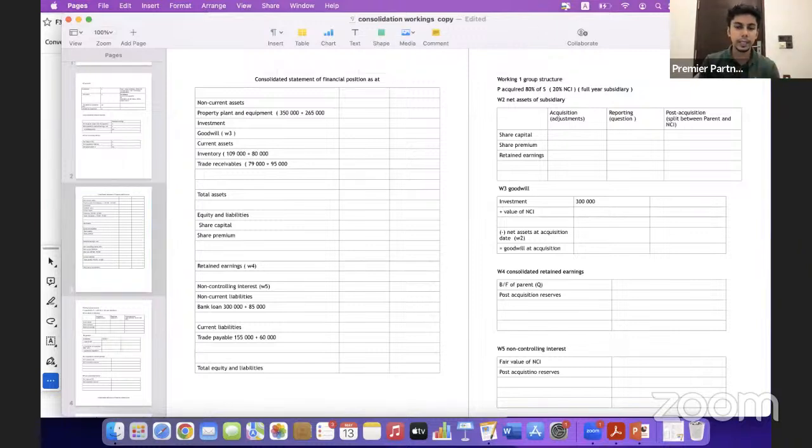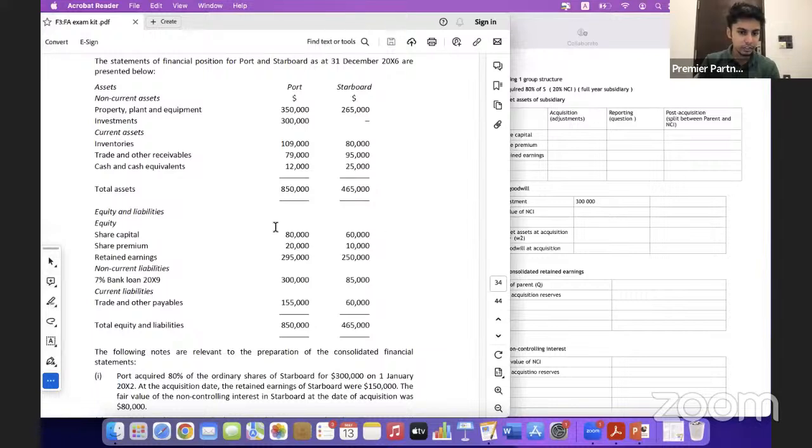Once again, guys, quick recap. What is net asset? Equity. So I copied the equity. Equity of whom? Subsidiary. So out of these two, which one is subsidiary? This one. 60,000, 10,000, 250. Now these values are for December 2006. Can you see? These three values are for December 2006. Guys, December 2006 is where we are doing the question.